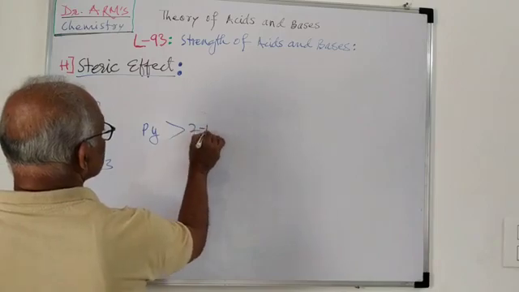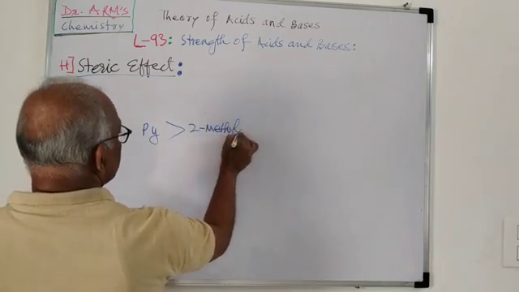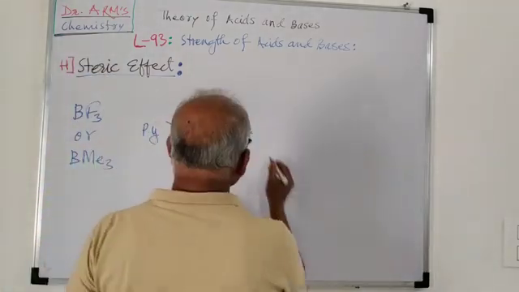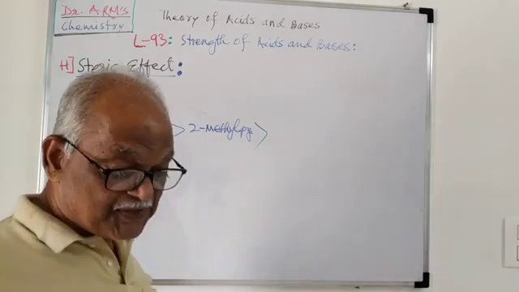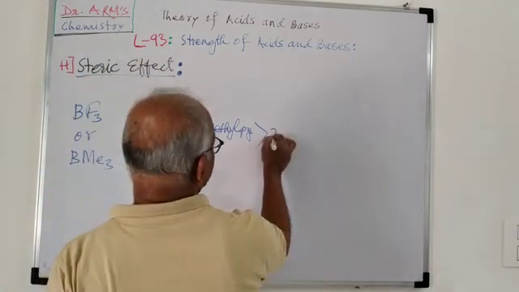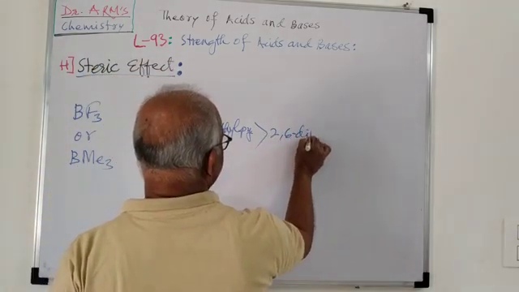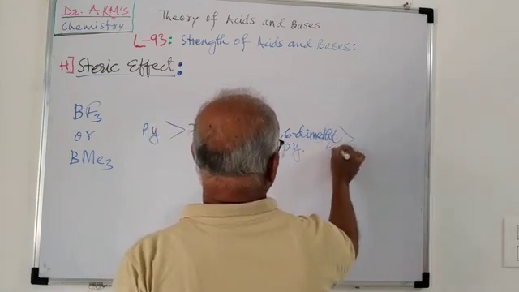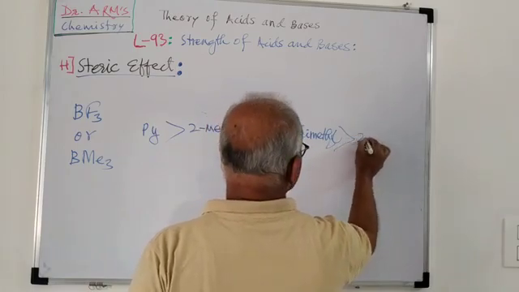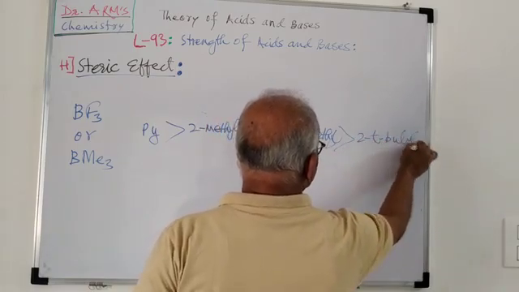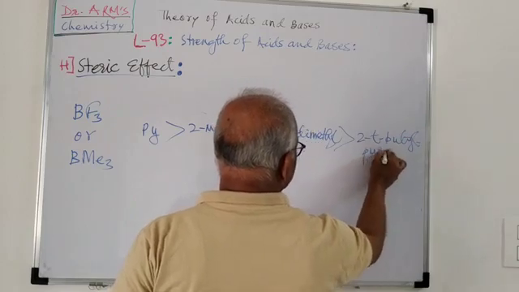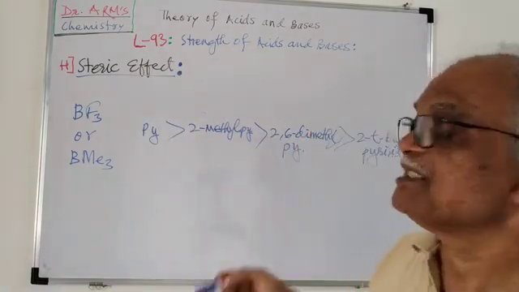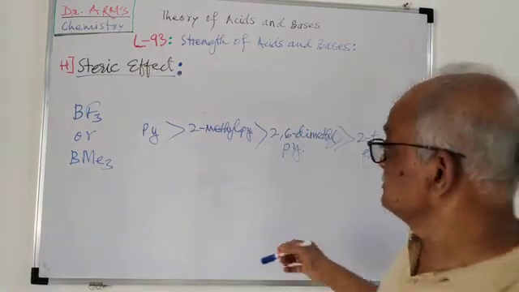Then there is 2-methylpyridine. Then the next is 2,6-dimethylpyridine. And next is 2-tertiary butylpyridine. So this is the order which is reverse compared to the previous one.